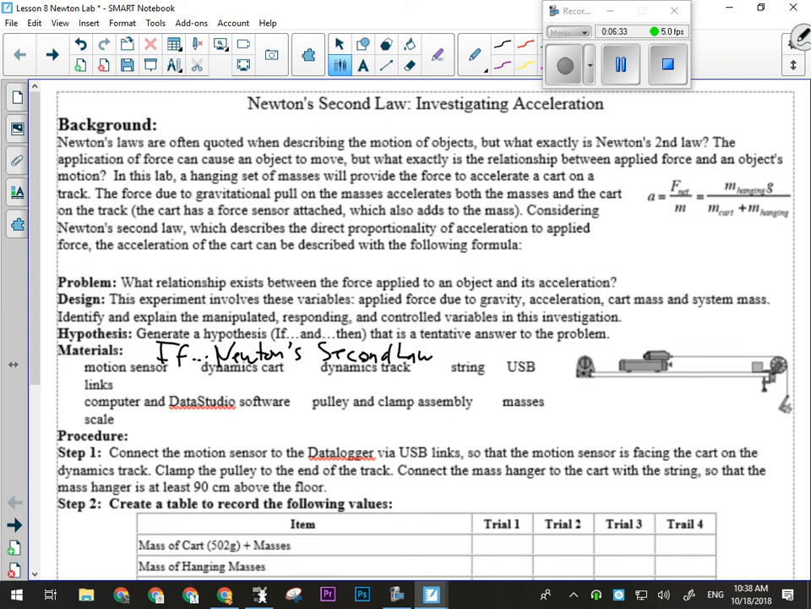The then part should tell me specifically what we're going to see as results. What's going to happen to the acceleration of the system as we increase the force? Try and use good scientific wording, like directly proportional or inversely proportional, when you're explaining stuff, especially in the if part.